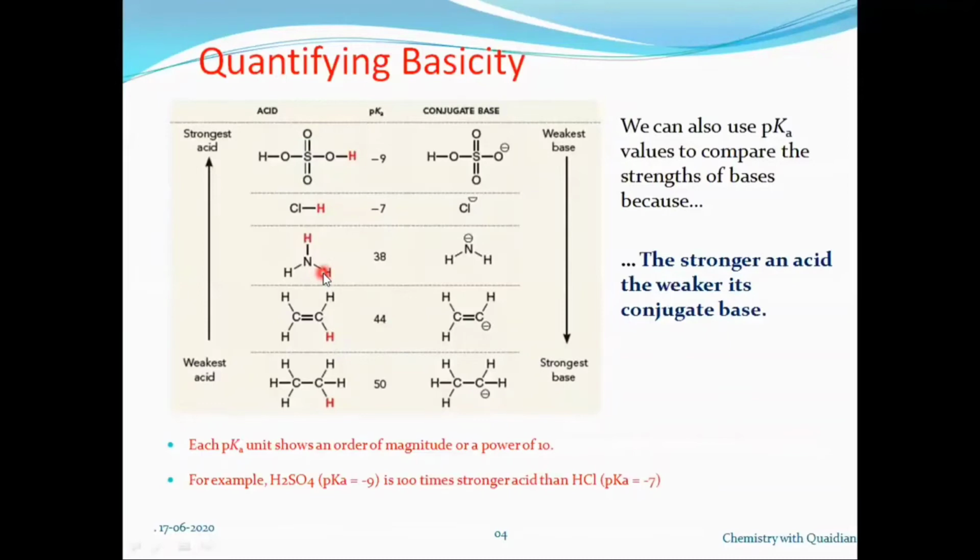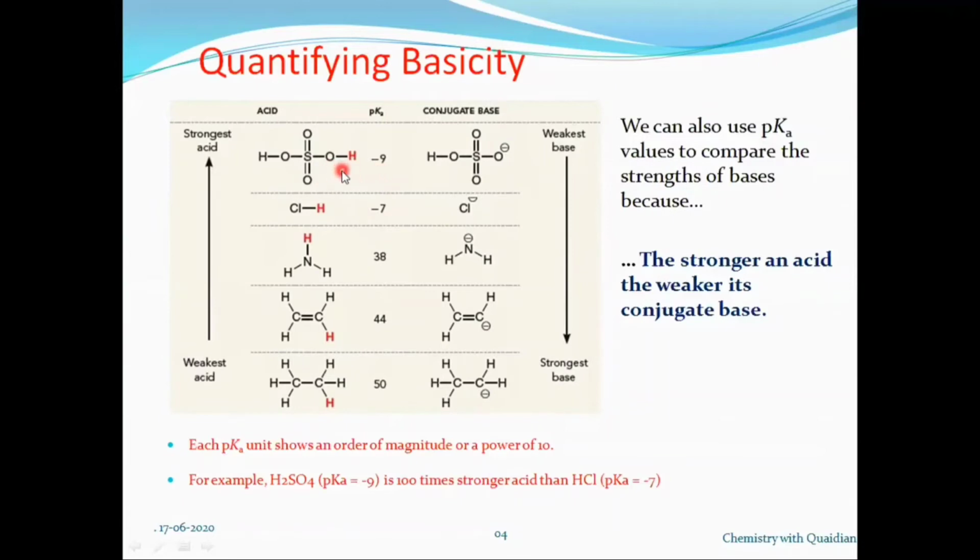Consider this table in which there are many acids given. Their pKa values are also given, and along with pKa values, conjugate bases are given. You know that this is the acid H2SO4. This H2SO4 is a strong acid, so its pKa value will be lower because pKa is inversely related to the strength of the acid.